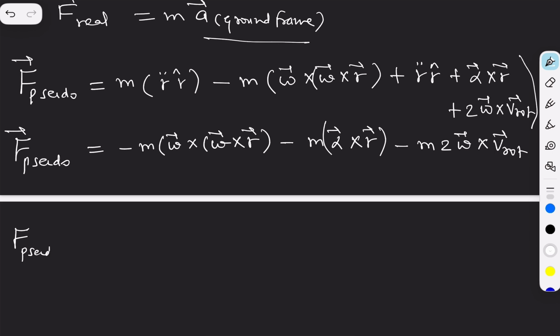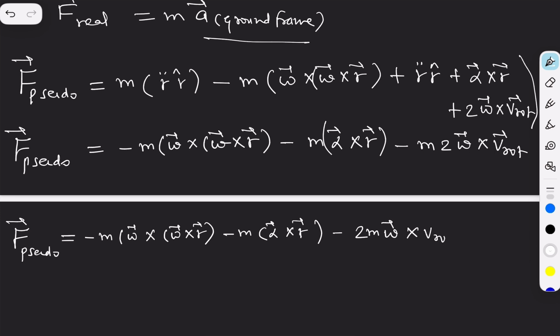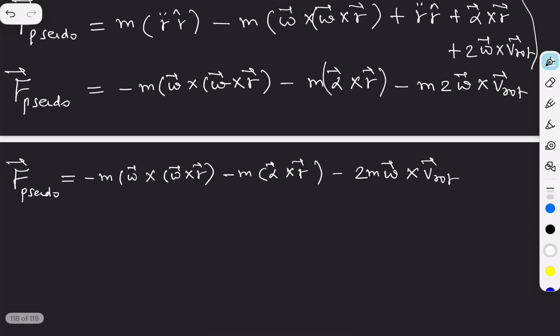So finally we got all the pseudo forces that would be acting on a body moving on a general curve. All the possible pseudo forces we have written here: minus m omega cross (omega cross r), minus m alpha cross r, minus 2m omega cross v rot. These are the three pseudo forces we have to deal with if you are sitting in a rotating frame and observing a particle moving on some general curve.